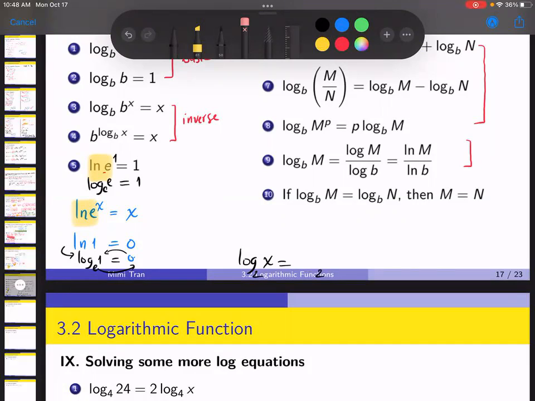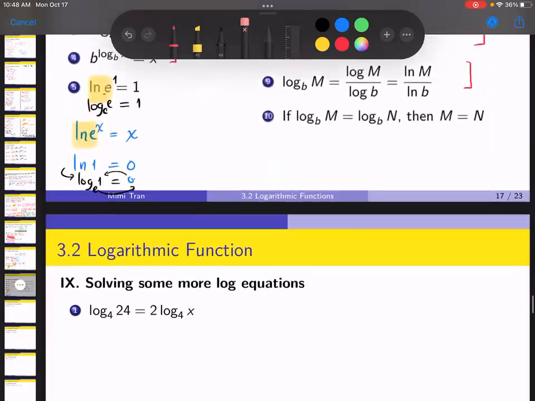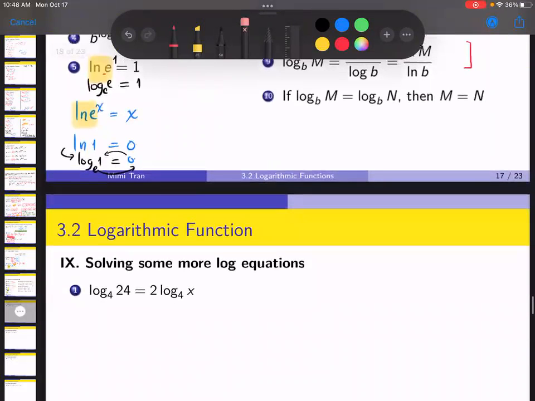Maybe I should have put "if and only if." I should have done it like that, but it's okay. Just remember that. Rule number 10. All right, now that you know a bunch of rules, let's solve.